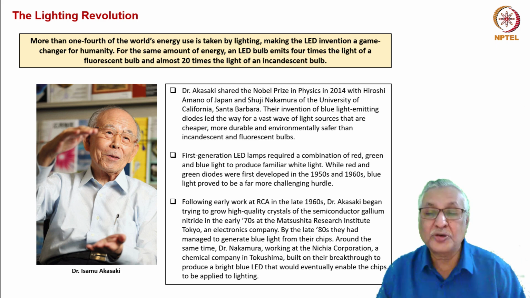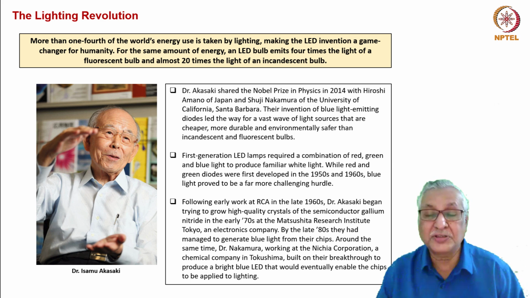While red and green diodes were first developed in the 1950s and 1960s, blue light proved to be a far more challenging hurdle. Following the early work at RCA in the late 1960s, Dr. Akasaki began trying to grow high-quality crystals of the semiconductor gallium nitride in the early 1970s at the Matsushita Research Institute, Tokyo, an electronics company.